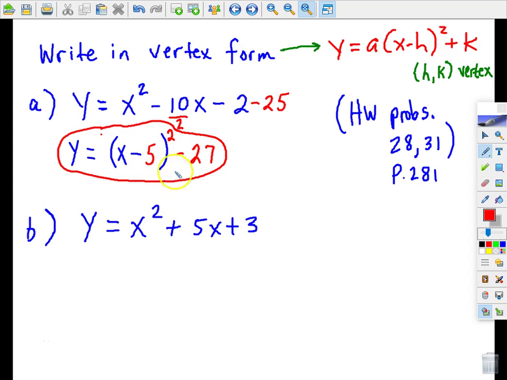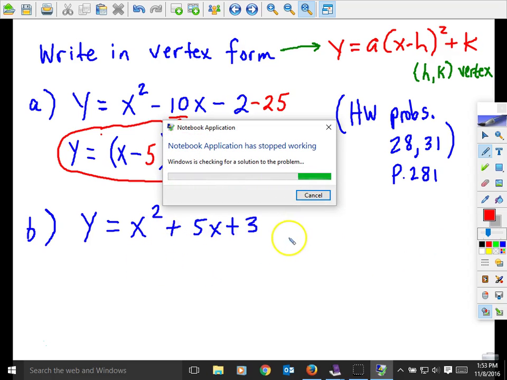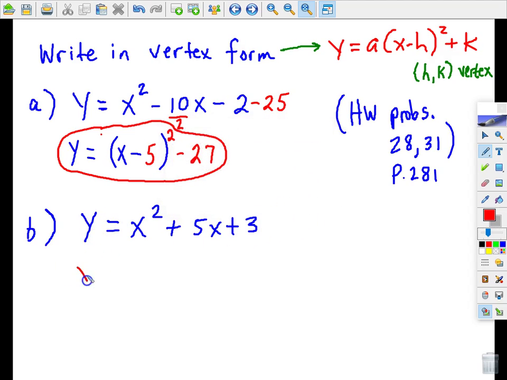That's how it works. This may take a little bit of practice, but I think you should be able to do fine with it after you've done it a few times. All right, so let's take a look at letter B. We'll set it up the same way. A is 1. So once again, when I do vertex form, A is understood to be 1, so obviously I don't write 1 times this quantity.